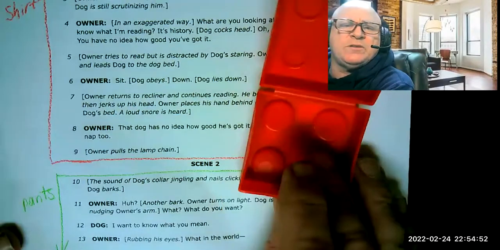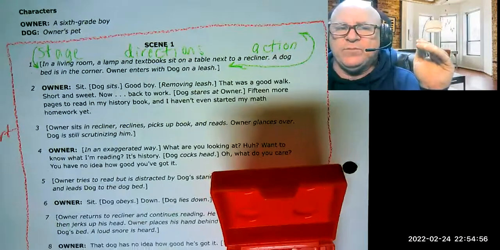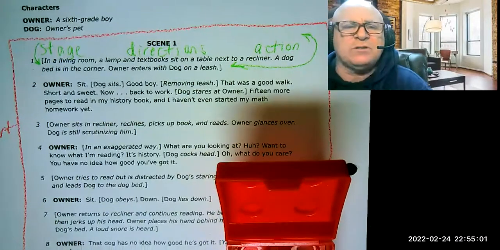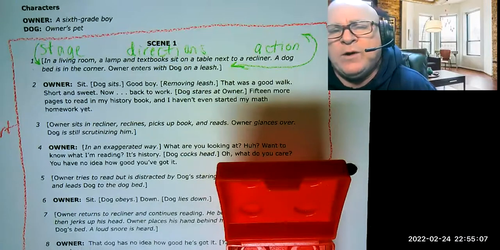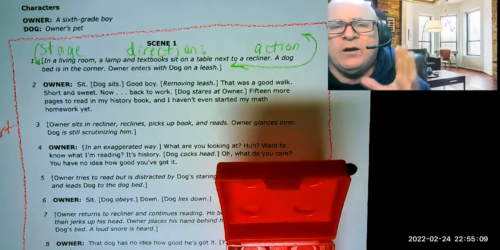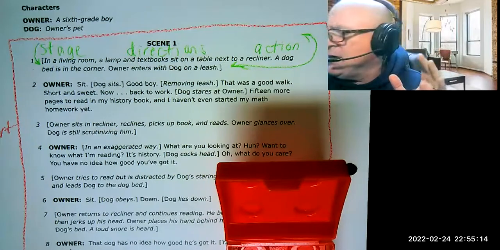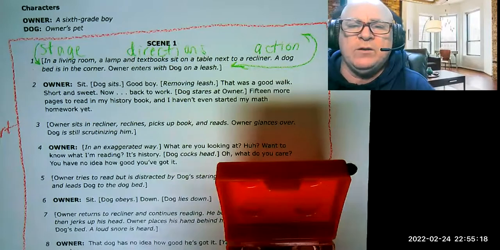All right. So what did we say? A bracket, stage directions, words and actions. Let's see. In a living room, the where, a lamp and a textbook, what, sit on a table, where, next to a recliner, where. So you can imagine it's basically painting a visual for the reader. All right, so there's one Smartie.